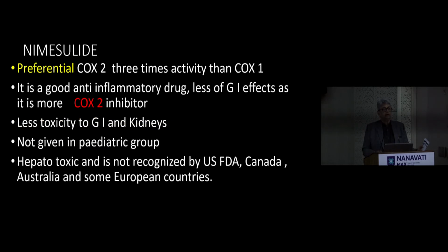Then nimesulide. Now nimesulide is nowadays not available much. We used to have Nise and Nimulid and all that. It has 3 times more COX-2 activity than COX-1. It is a good anti-inflammatory, with less GI effects and less toxic to the GI and the kidneys, not given in pediatric patients, but it is hepatotoxic and it is not recognized by US FDA, Canada, Australia and some European countries. Therefore, in India also it has slightly gone out of vogue, but it is useful. It is preferential COX-2, 3 times.